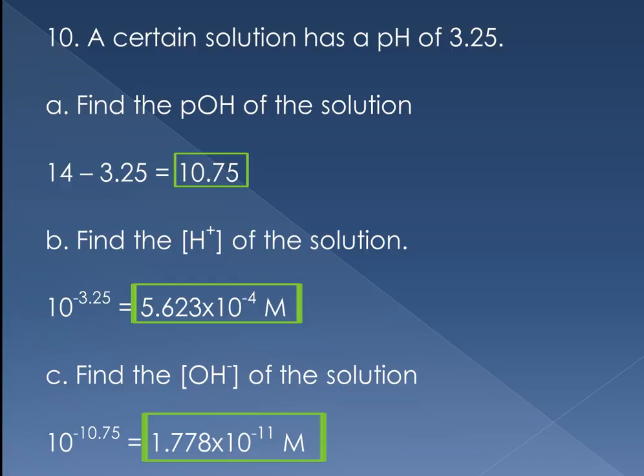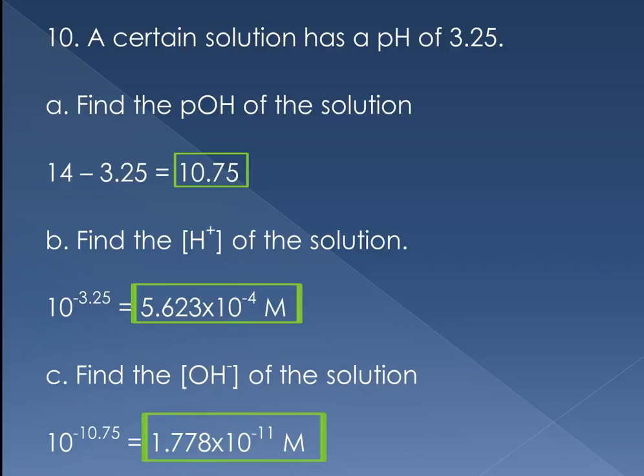Number 10, it says that a certain solution has a pH of 3.25. So first, it asks to find the pOH of the solution. So all one must do is subtract 14 minus that 3.25 to get a pOH of 10.75. Then it says find the concentration of H plus of the solution.